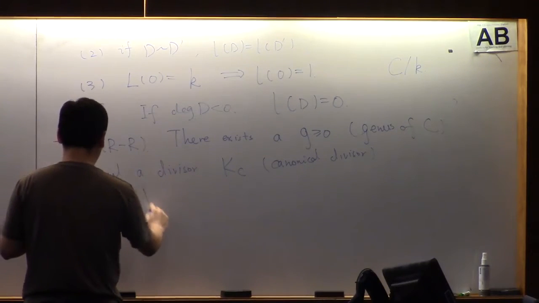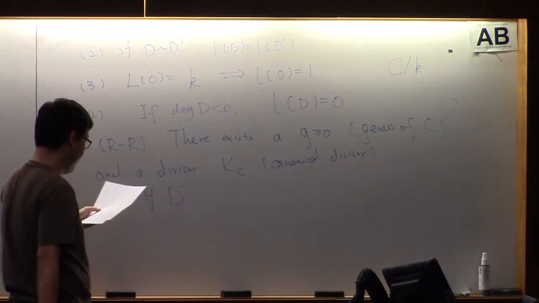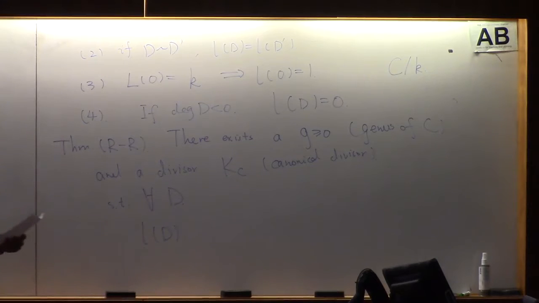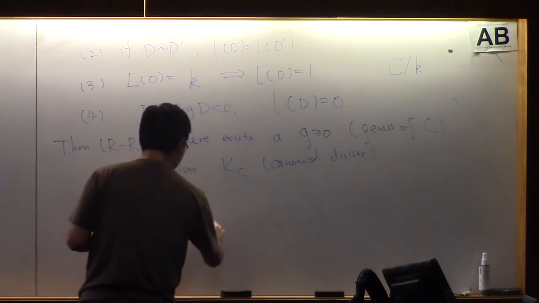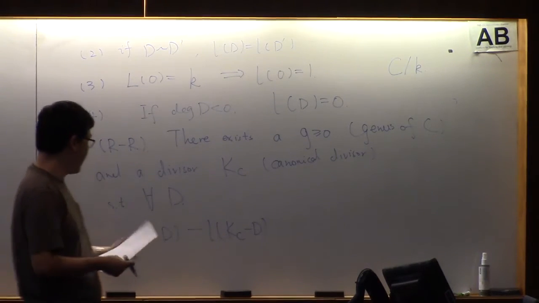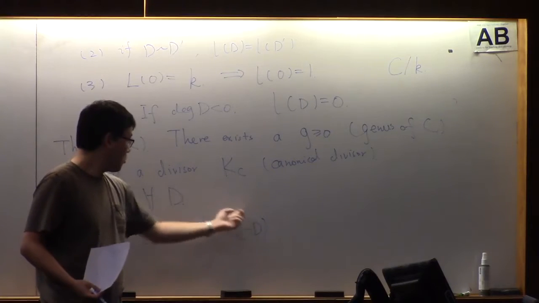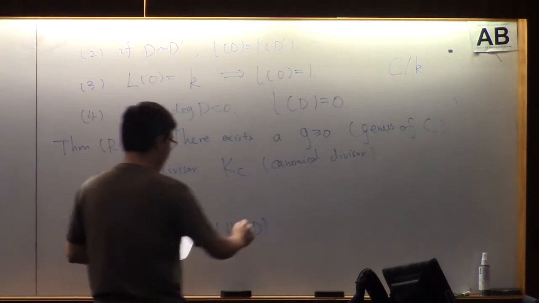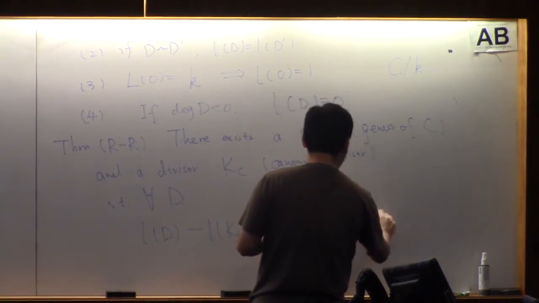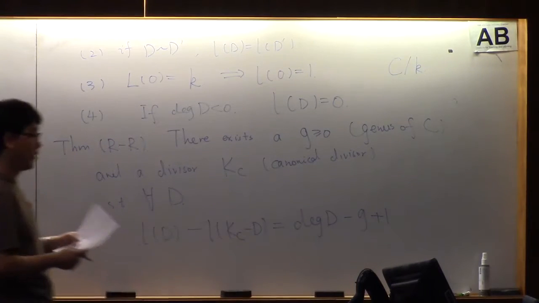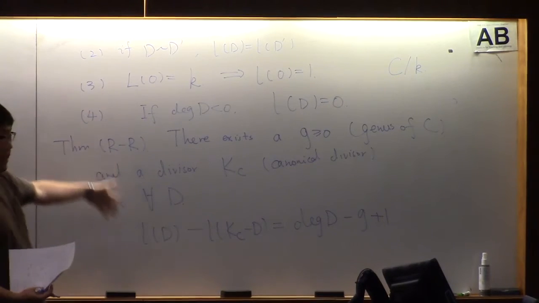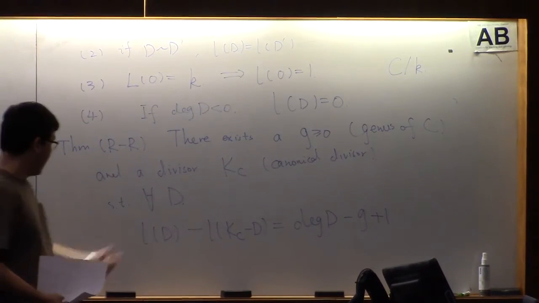Such that for any divisor D, we want to compute this dimension, but this theorem cannot tell you the dimension directly. It is related with the dimension associated for this divisor. The difference is equal to the degree of the divisor minus g plus 1. Okay, so this is the statement of the Riemann-Roch theorem.